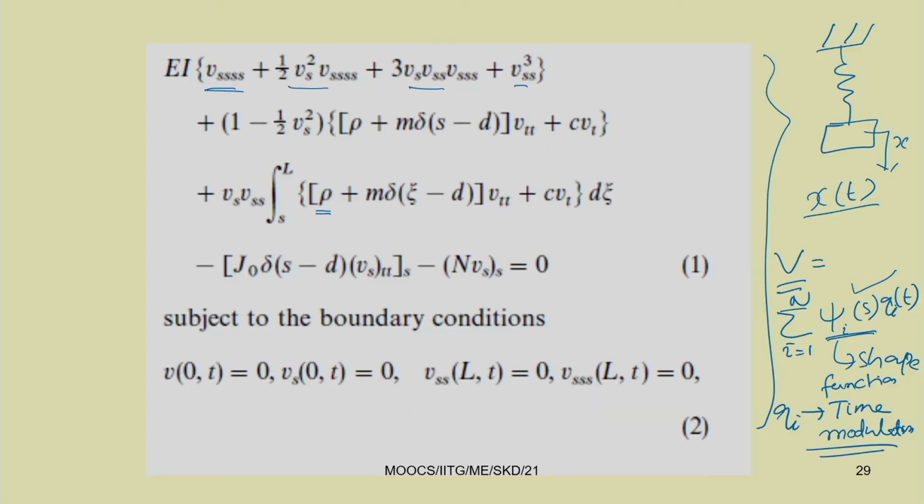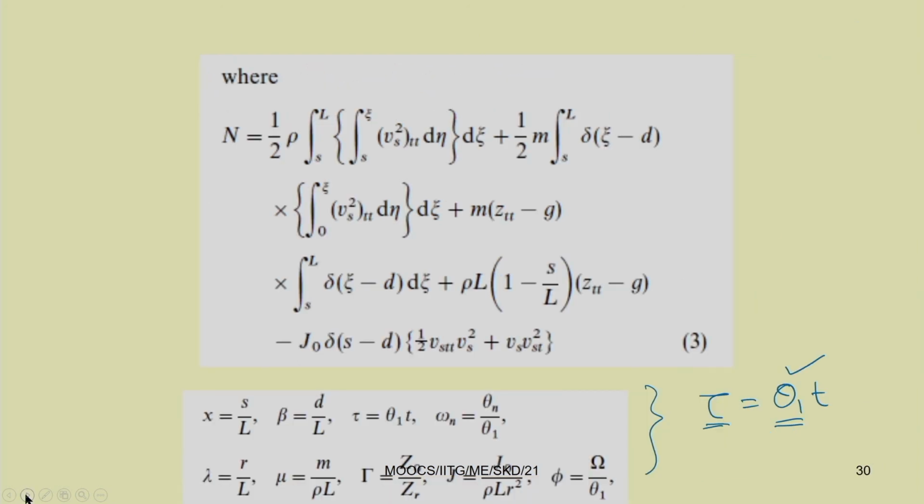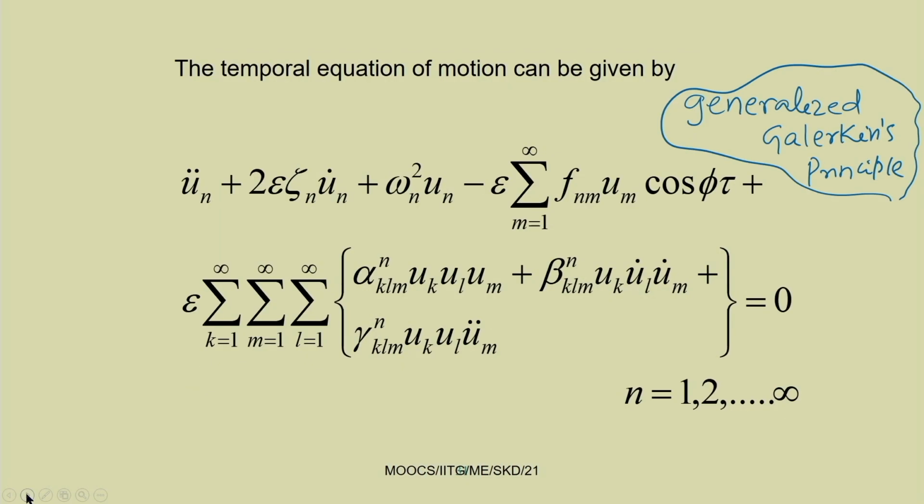Now, how can you minimize this residue? Initially we have to substitute this in the original equation, then multiply by a weight function, integrate it over the length of the beam and equate it to 0 to find the equation which will be reduced to that of time functions only. So, it will be retained in its temporal form. By using this generalized Galerkin method, this equation of motion is reduced to this form.